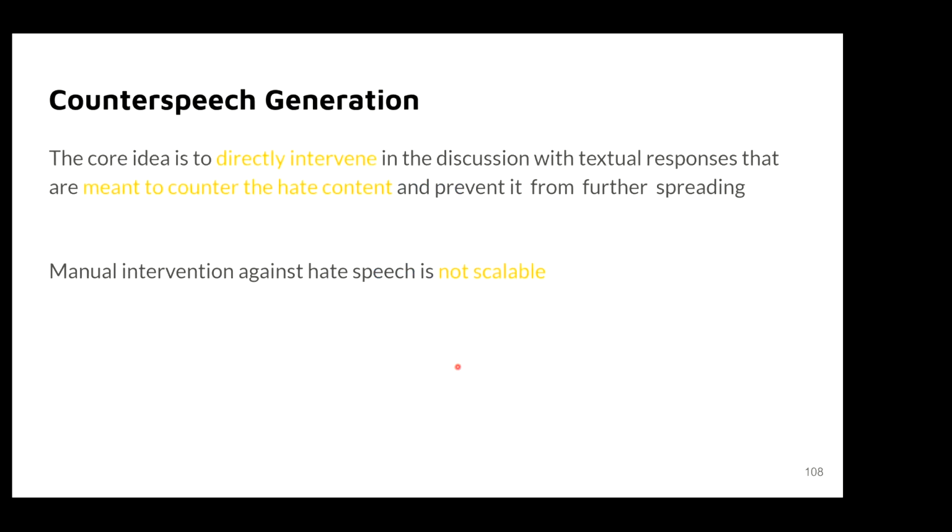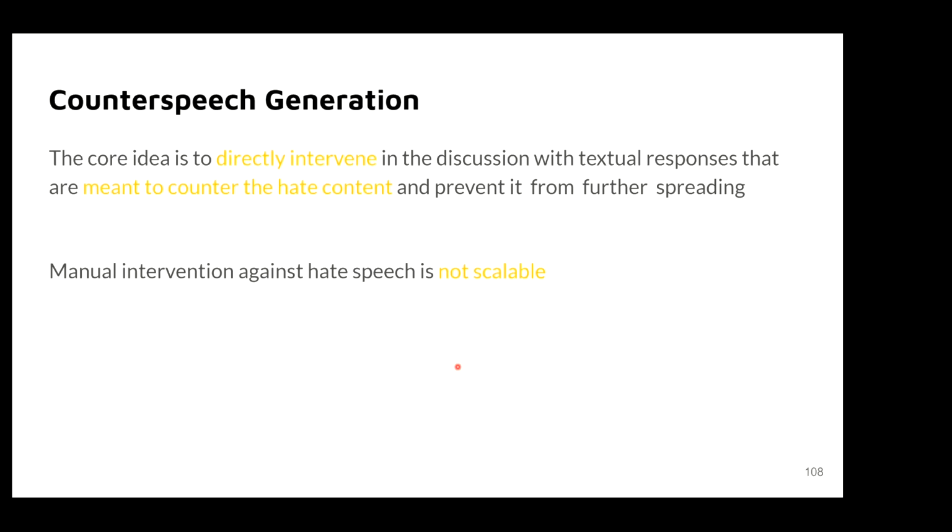So coming to the task of counter speech generation. The core idea here is to directly intervene in the discussion with textual responses that are actually meant to counter the hateful content and prevent it from further spreading. One way to do this is that humans themselves can do it, but the issue is that it's not scalable. Also, one of the major issues is that the onus of counter speech usually falls on the target population, and there is not a good proportion of them available online. So counter speech by the affected community might not be a good idea.